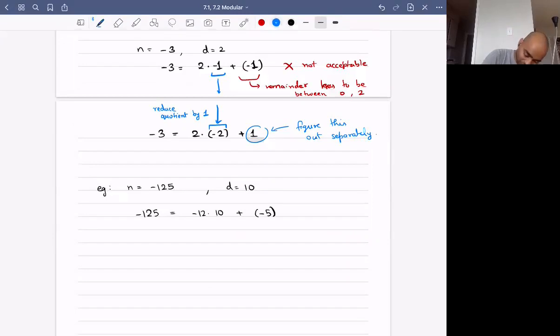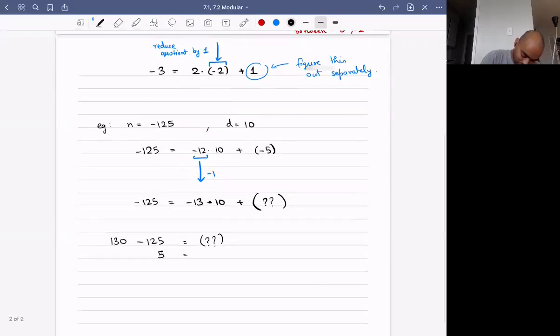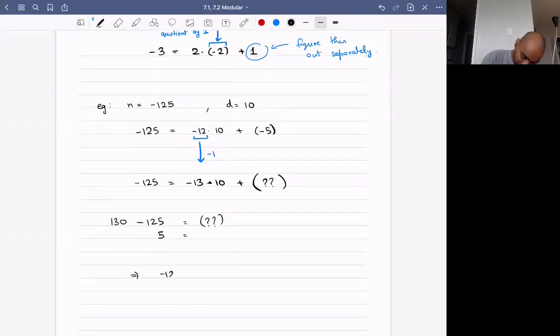Then I'll take whatever the quotient is, in this case -12, and I reduce it by 1. And so I'll get -125 is -13 times 10 minus 130, and then I'll find the remainder. So the remainder then becomes 130 minus 125, which is 5. And so the whole thing then becomes -125 is -13 times 10 plus 5.